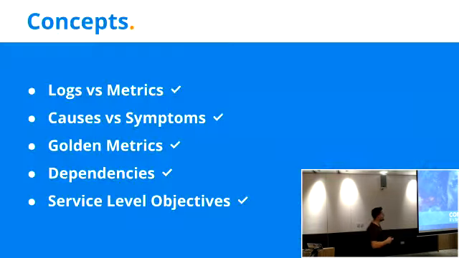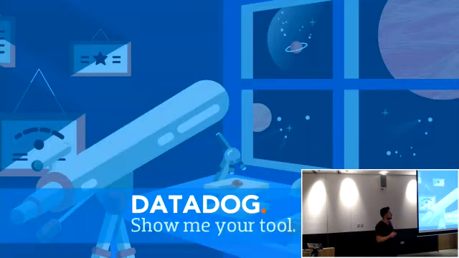Okay. All right, so we've covered logs versus metrics, when to use which. So ideally, just use both. The metrics should tell you that something's broken. The log should tell you what is broken. Alert on the symptoms instead of the causes, and this is how you reduce your alert fatigue. The golden metrics are what you should instrument first when you're starting to measure an application. Measure your dependencies from the application's perspective, and define service level objectives for your applications.